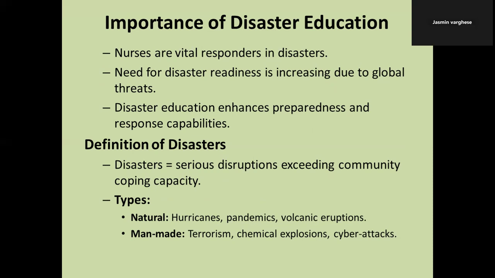Disaster means a serious disruption exceeding a community's coping capacity. There are two types of disasters: natural disasters and man-made disasters. COVID is a natural disaster. Hurricanes, volcanic eruptions, and tsunamis are all natural disasters. When it comes to man-made disasters: terrorism, bomb blasts, chemical explosions, and cyber attacks. So all these kinds of disasters can develop what?